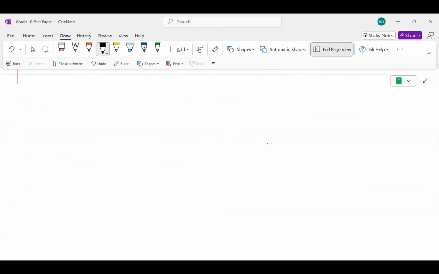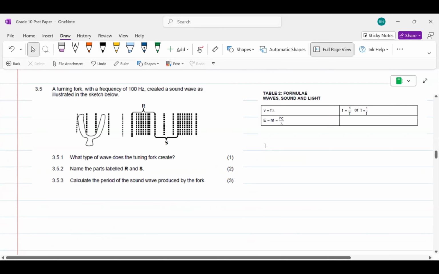Then we have this one. We have a tuning fork with a frequency of 100 hertz, and it creates a sound wave illustrated in the sketch below. What type of wave does this tuning fork create? Is this a longitudinal wave, a transverse wave, or an electromagnetic wave? So this is a longitudinal wave, right?